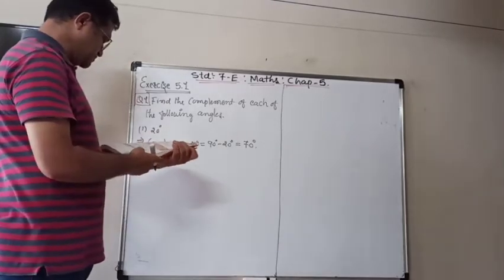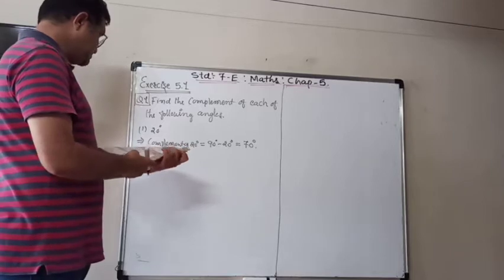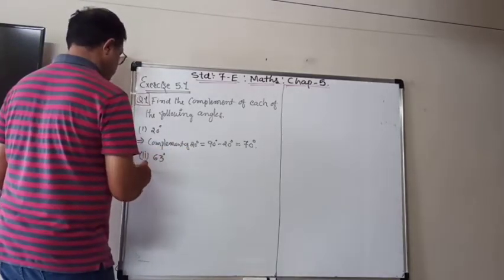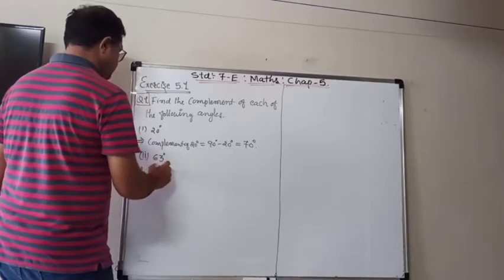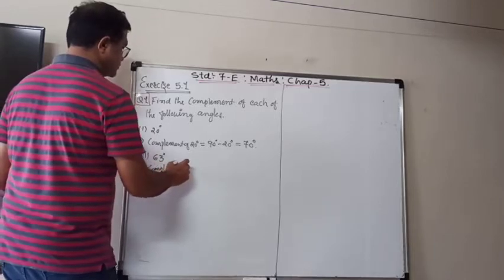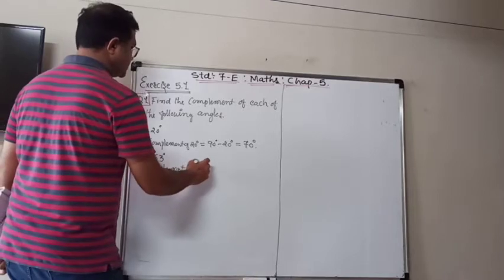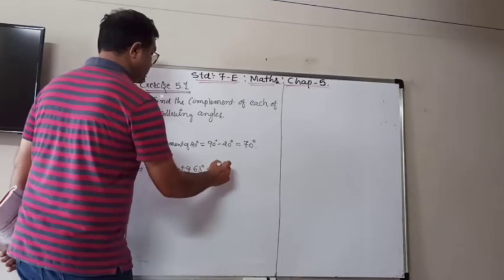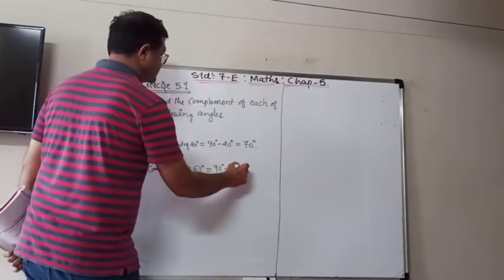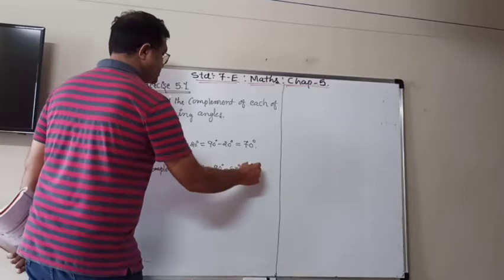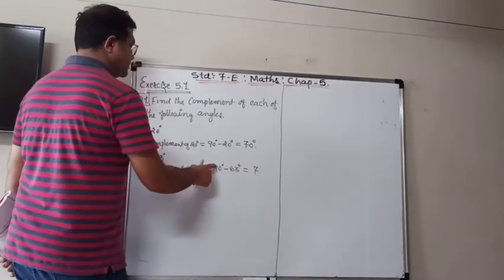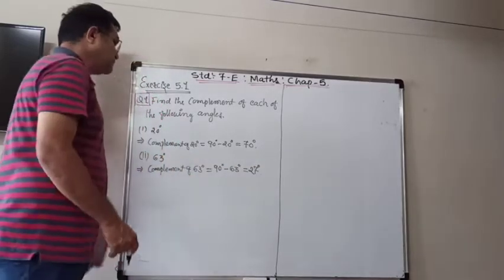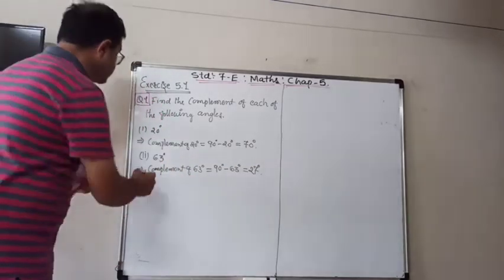Second angle given is 63 degrees. So now complement of 63 degrees. Here we have to subtract 90 minus 63. So 10 minus 3 is 7, and here remaining is 8. 8 minus 6 is 2. So 90 minus 63 is 27 degrees.